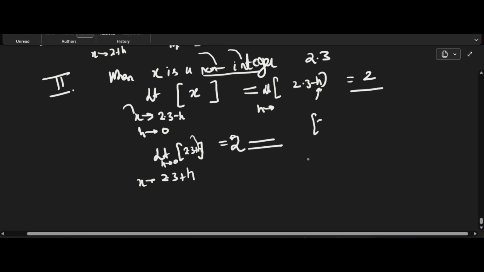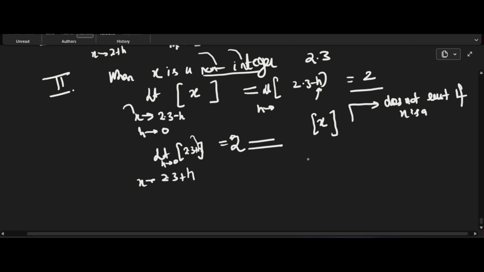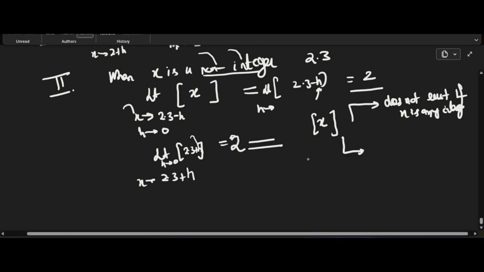So for a greatest integer function, the conclusion is the limit does not exist if x is any integer. And otherwise the limit is the integer part itself. So I took the integer part of the overall non-integer. If it is 2.3, the 2 is the full part and 0.3 is the fractional part, and the answer is 2 in both cases, left hand limit and right hand limit. So the full part of it will be the limit.